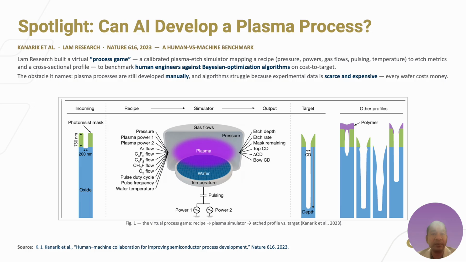I want to slow down on one result because it is the clearest humans versus machine story in this field. Lam Research built a virtual process game, a realistic simulator of a plasma etch, and used it to compare human engineers against AI algorithms at the task of developing a working recipe. The goal is to hit the target result at the lowest cost, where cost means wafer and tool time. The reason this is genuinely hard for AI and worth studying is that the experimental data is scarce and expensive. You cannot just generate millions of cheap examples the way you can in a video game.